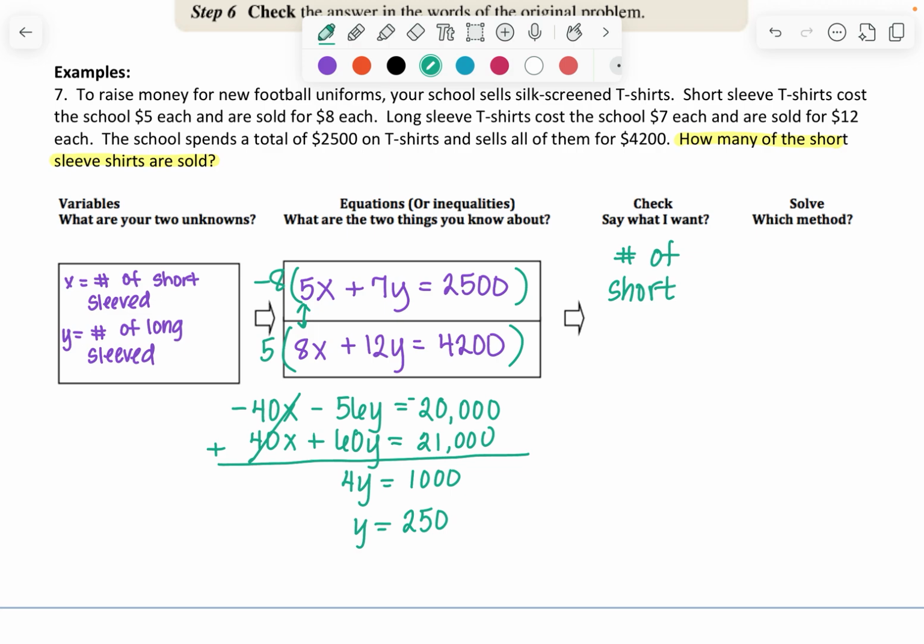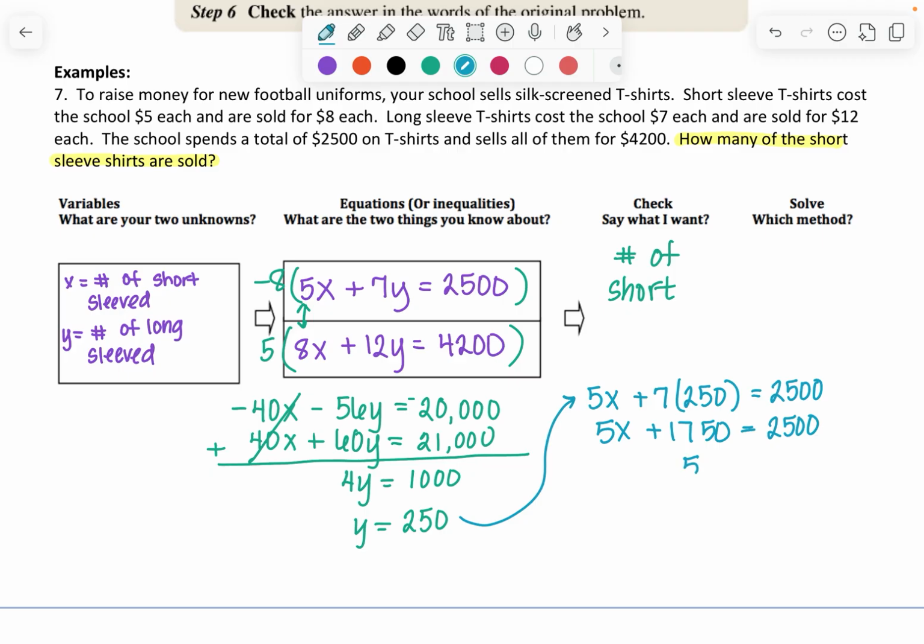We just found the number of long sleeved, and so we want to plug that back in to be able to solve. So I'm going to take this now and plug it into either equation. I'm going to do the top. So I get 5x plus 7 times 250 equals 2,500. 7 times 250, it's too early in the morning for me to try to do some mental math here, is going to be 1,750.